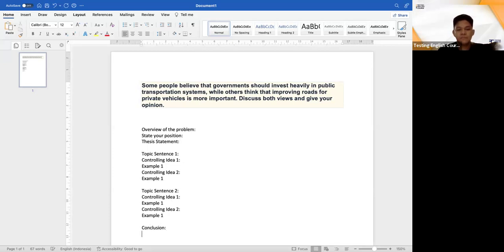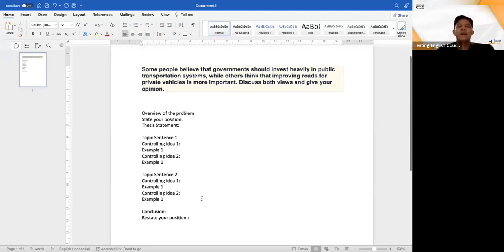Conclusion: restate, not state again, restate, but with different words, your position. And conclude by having the overview, the restatement of your idea. So this is going to be the format.